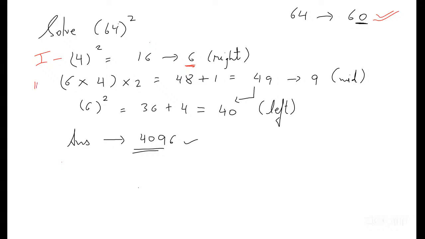Alright, so step 2. In the next step, we multiply together the digits of the original number, and then we double the product, meaning we multiply it with 2. So we multiply 6 and 4. That gives us 24.